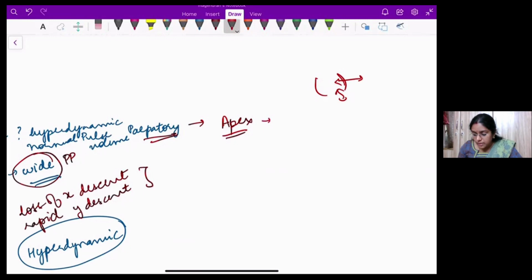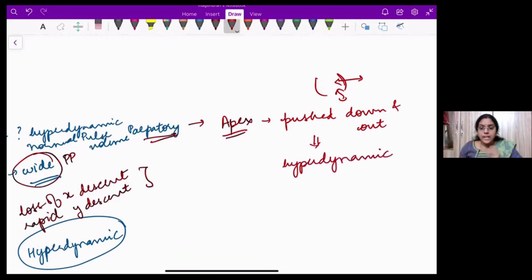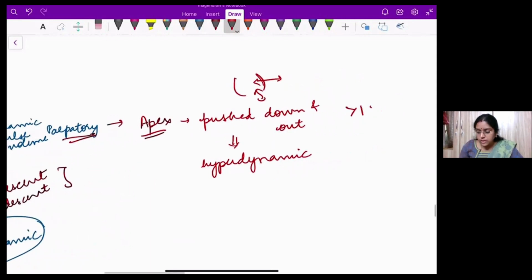So what happens? The apex is pushed down and out. So what is it called? Hyperdynamic apical impulse, because the apex is pushed down and out. It is felt in more than one intercostal space. It is occupying at least two intercostal spaces. Okay, so it is pushed down and out, and it is called a hyperdynamic apical impulse.